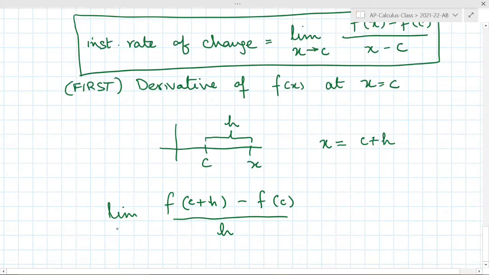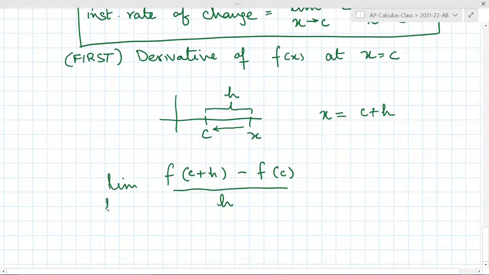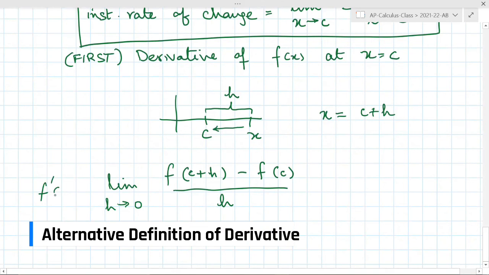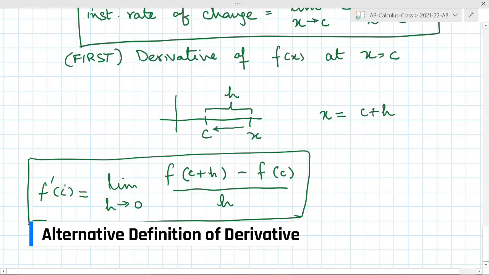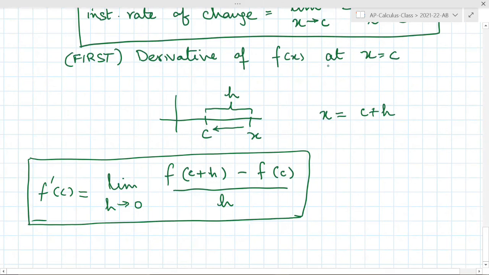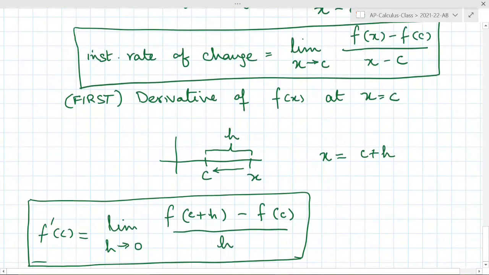Now there is no x here, so writing limit x goes somewhere does not make sense. I have h instead. So if x goes to c, what does h go to? As x gets closer to c, h gets closer to 0. So h goes to 0. This is another way to write f prime of c. This is the first derivative of f of x at x equals c. So there are two ways to write this definition. They mean the same thing, like we just did a change of variable.